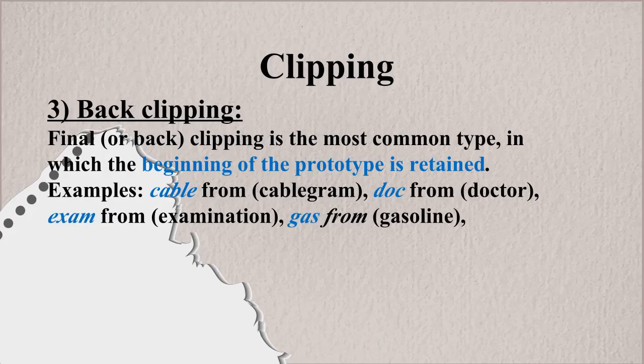Examples. The word cable is formed from cablegram, as the last part of the word, gram, is dropped and the first part of the word, cable, is retained. Doc from doctor is another example of this process. Likewise, the word exam from examination and gas from gasoline.